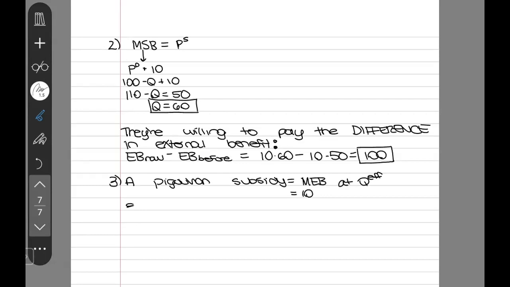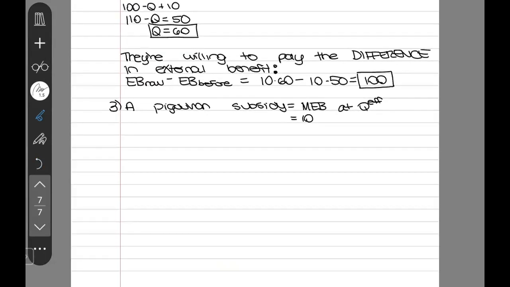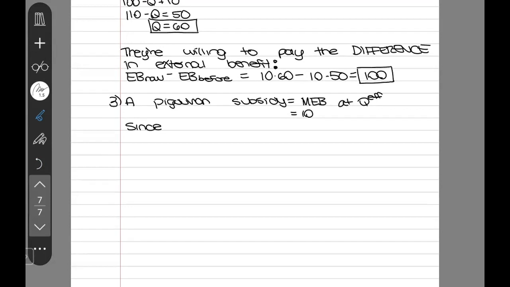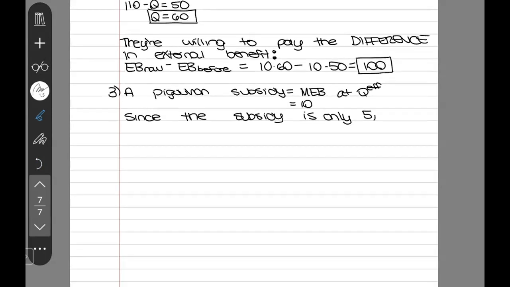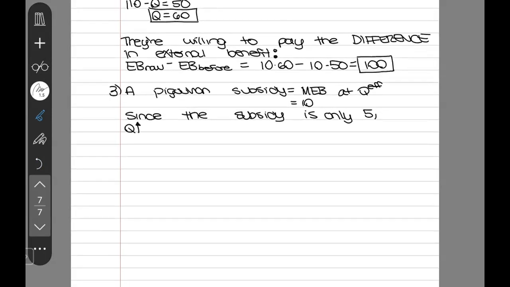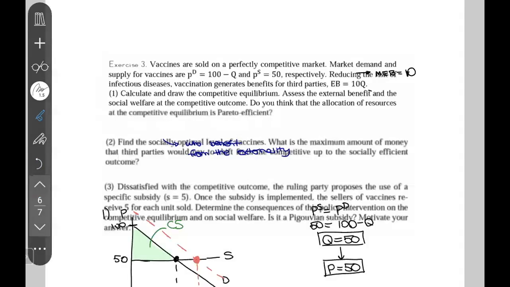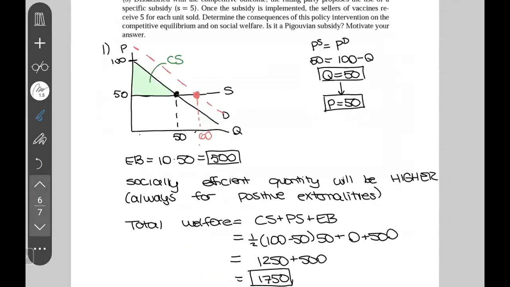Since this subsidy is too low, it's not going to increase the quantity as much as we would like it to. Generally, any subsidy is going to cause quantity to go up, but it's going to be lower than the efficient one, which was 60. And just to clarify the notation, usually they call this one QF, and this one is usually Q star.